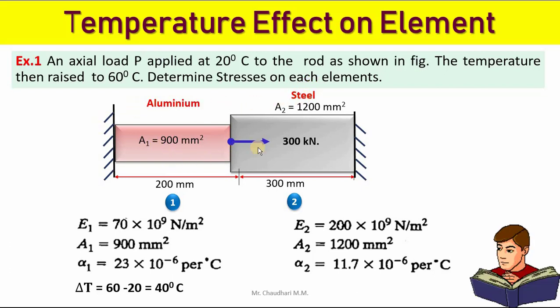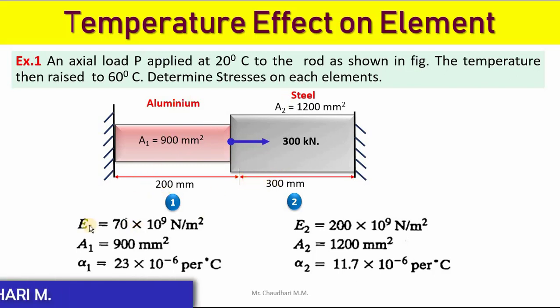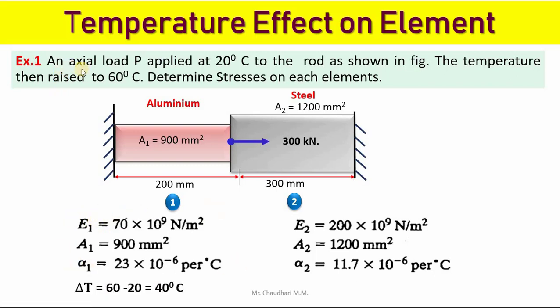In that, the area is given. The second area is also given. Then the length is also given. Another important thing is that the material properties are also given. Let's start. An axial load P is applied at node 2, and the rod is at 20 degrees Celsius, as shown in the figure. The temperature then rises to 60 degrees Celsius. Determine the stresses on each element.